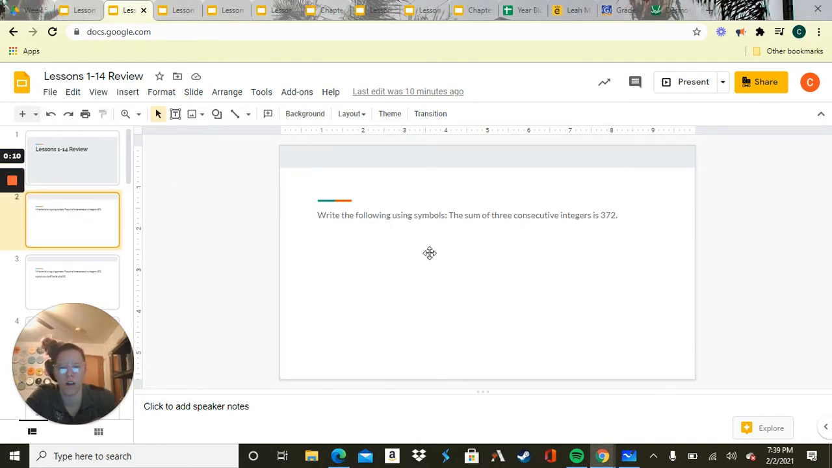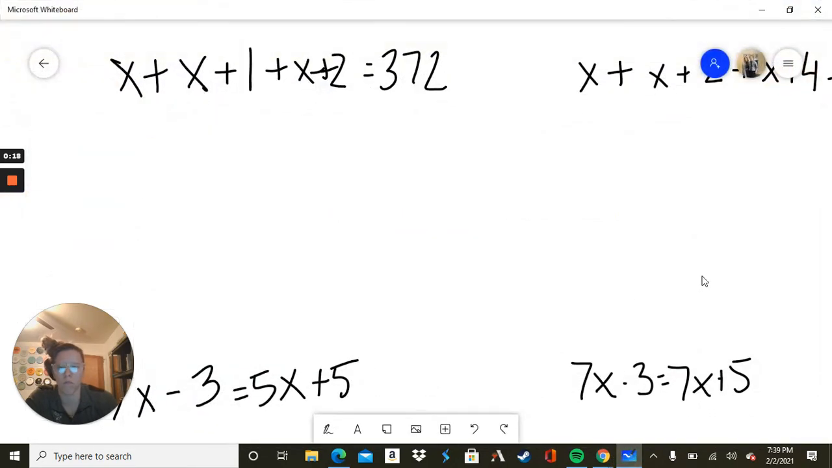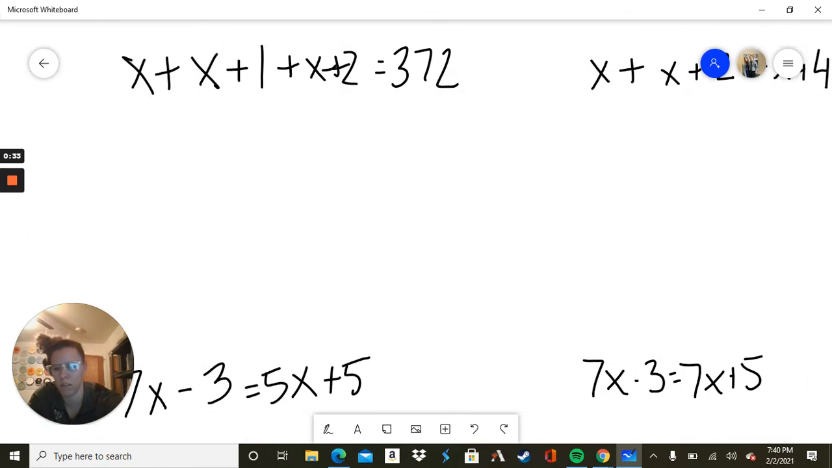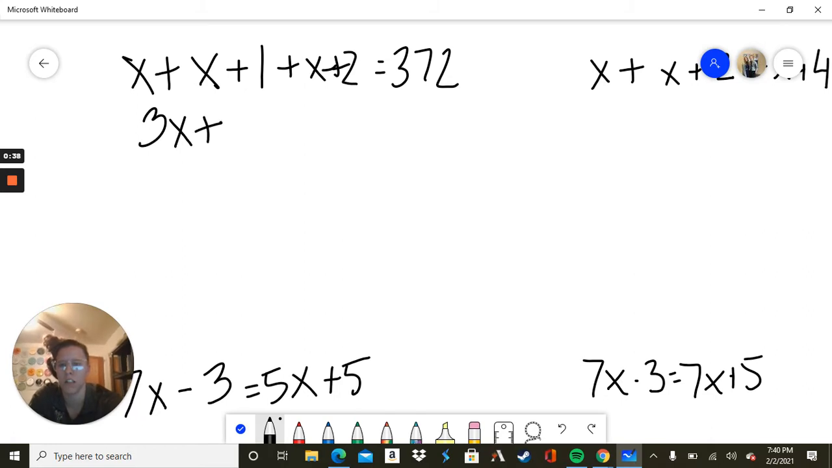So, first question, write the following using symbols. The sum of 3 consecutive integers is 372. We'll head over to our whiteboard here. We have x plus (x plus 1) plus (x plus 2). That would be our 3 consecutive integers, all equal 372. Now we can combine the like terms on the first side. So 3x plus 3 equals 372. Okay, and then we want to get x by itself, so we subtract 3.